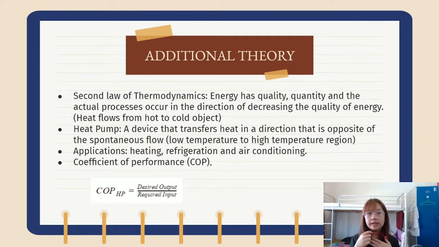We have learned that the second law of thermodynamics states that energy has quality and quantity, and actual processes occur in the direction of decreasing quality of energy. Besides, it is also stated that heat flows naturally from a hot object to a cold object, but a heat pump is one example that transfers heat in the opposite direction of the spontaneous flow, which is from a low temperature to a high temperature region.